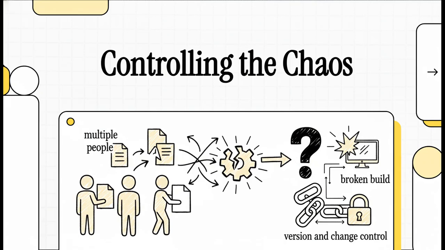Hey there. So if you've ever worked on any kind of team project, you've probably been there. You've got multiple people trying to edit the same files, changes just vanish into thin air, and then you hear that one dreaded question. Who broke the build? Well, today, we're going to dive into the systems that are designed to tame all that chaos. We're talking about version and change control.